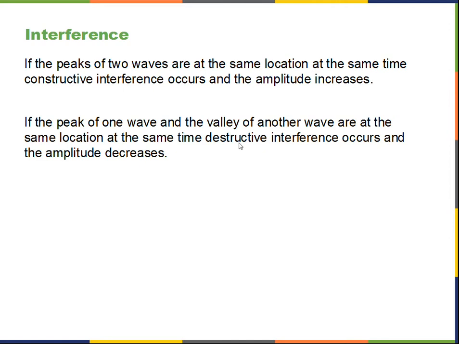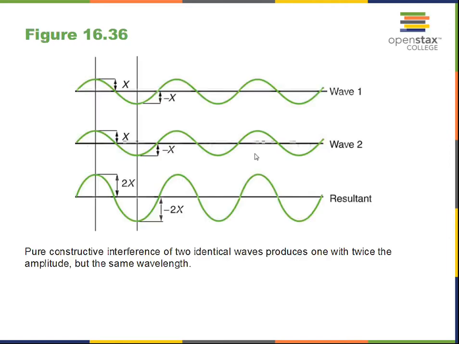It may be partially destructive, or if it's a full peak and a full valley and they're the same magnitude quantities, 5 centimeters up to the peak, minus 5 centimeters down to the valley. If they're that same magnitude, then our net is 0, and we get destructive interference. We see no evidence of the wave.